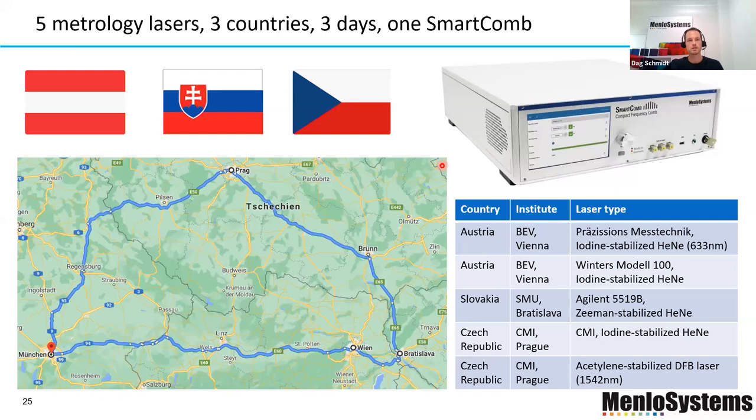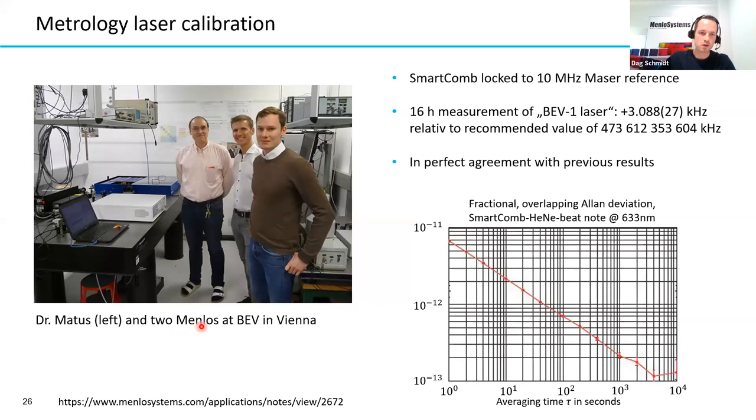They calibrated five metrology lasers simply using the SmartComb. And the lasers, you can see here in the table, four of the five lasers were helium neon lasers, and one was an acetylene stabilized DFB laser. And here you can see the laboratory of Dr. Matos on the left and my two Menlo colleagues here. And on the optical table, you see the SmartComb, the white box.